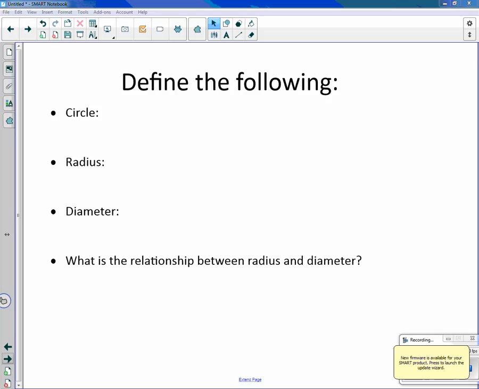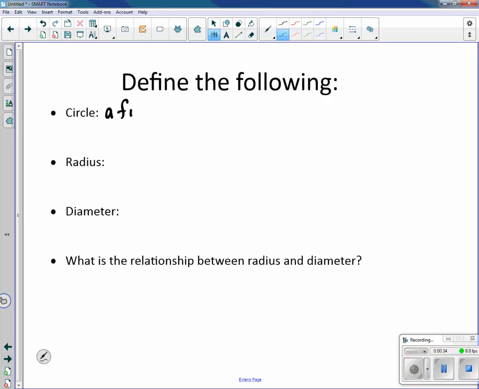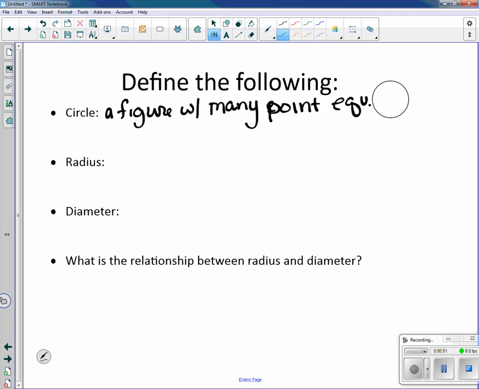It is a figure with many points equal distance, sorry. Distant, that means the same thing. It's equal distance from the center. Okay?